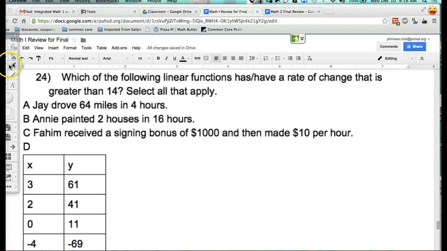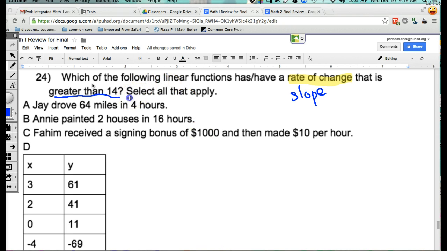Okay, so let's take a look at this question over here. Which of the following linear functions has a rate of change that is greater than 14? So every time you see the word rate of change, I want you to know that means slope, okay? So what is the slope? And this time, the slope has to be greater than 14. So your slope can be 15, 16, 17, whatever. It has to be bigger than 14.